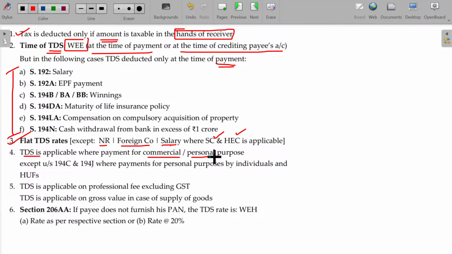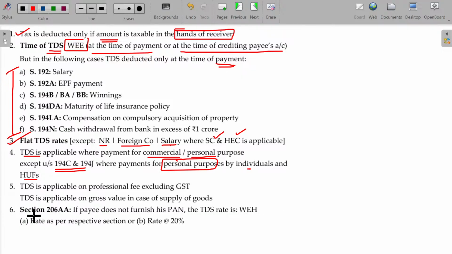But except 194C and 194J, in these two cases, if payment is made for individual personal purpose, especially by an individual, TDS is not required to be deducted.